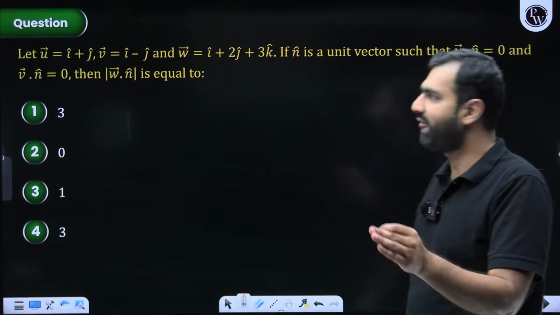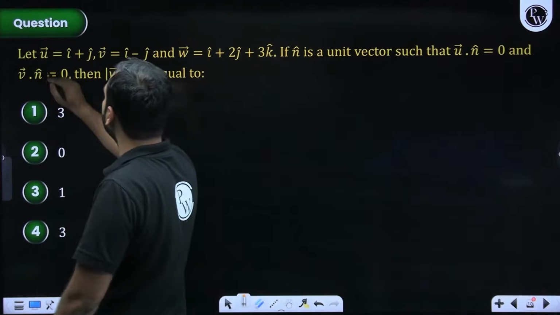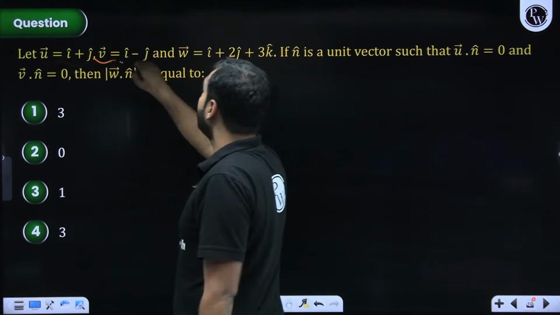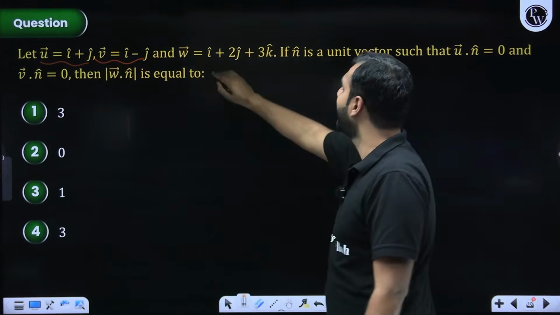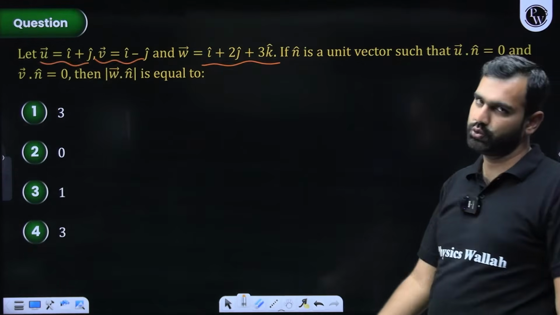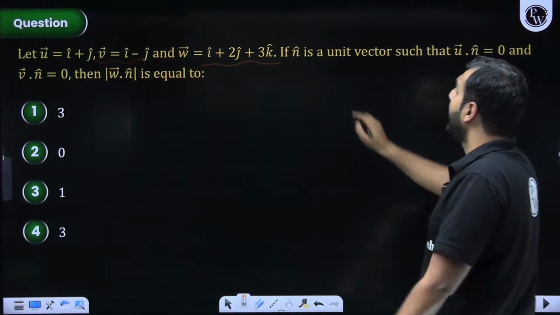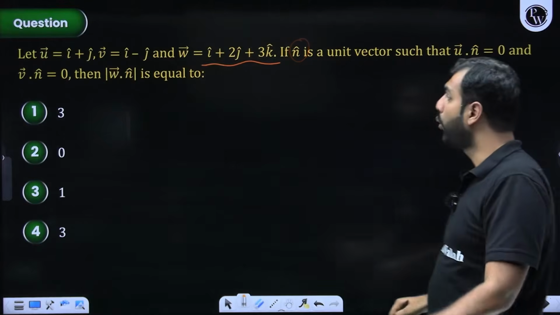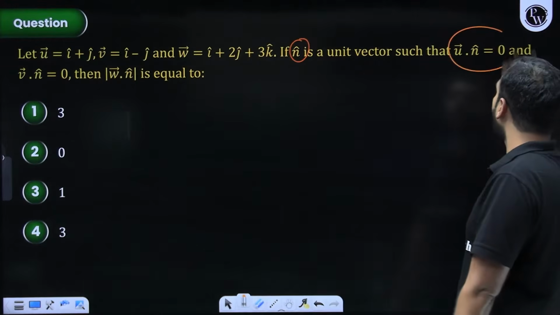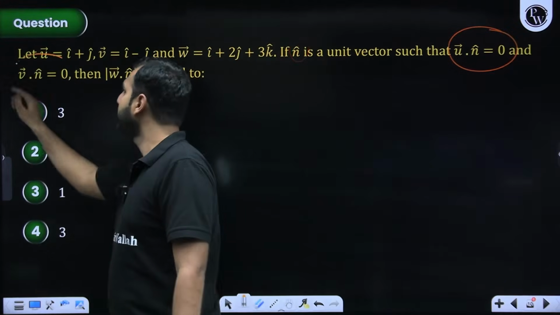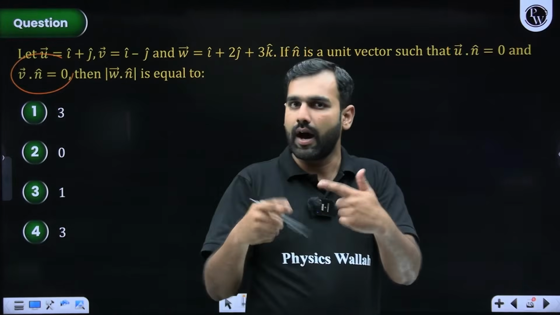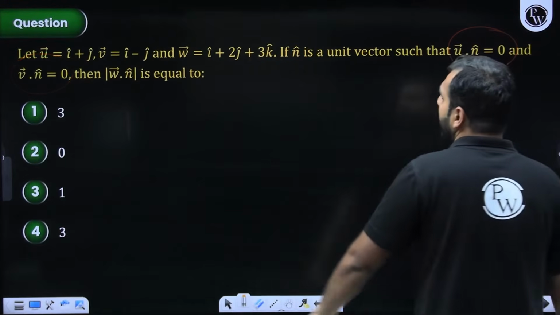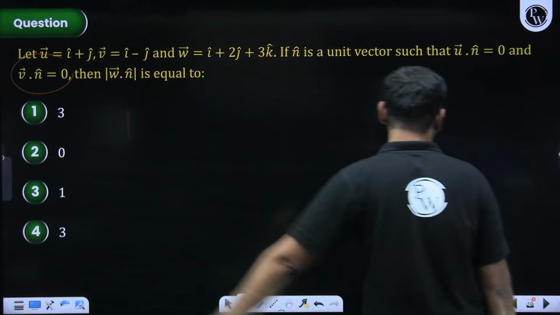What does it say? Vector U is given by i + j. Vector V is given by i - j. And vector W is given by i + 2j + 3k. Then n cap is a unit vector which fulfills two conditions: U dot n cap and V dot n cap are 0, which means U and V are perpendicular to the vector n cap. And then we are asked the mod of W dot n cap.